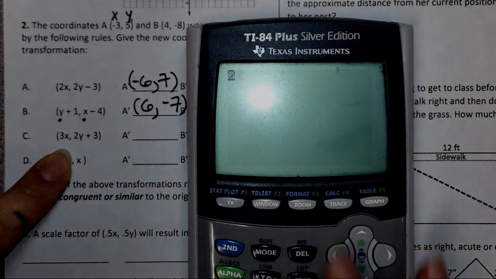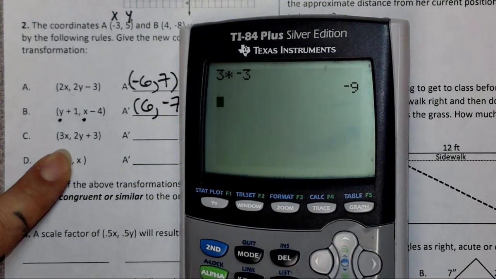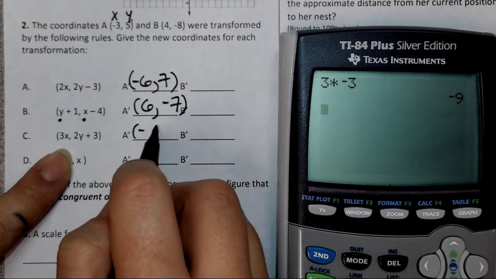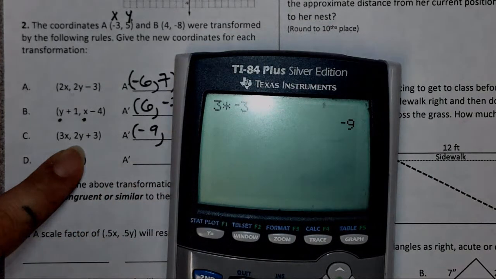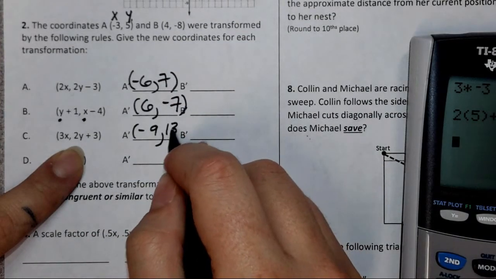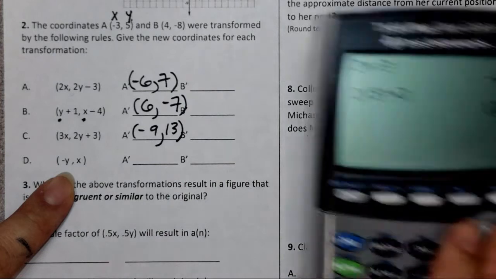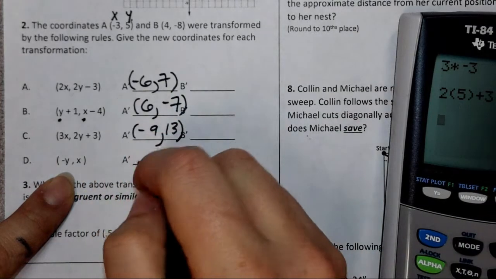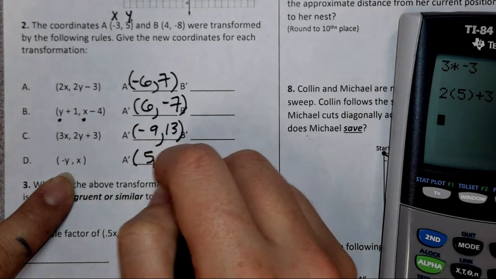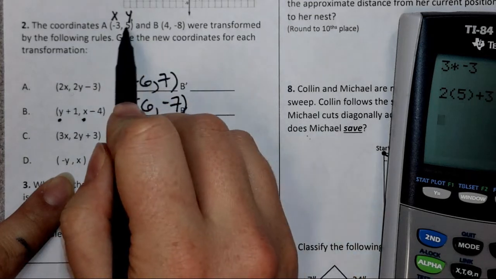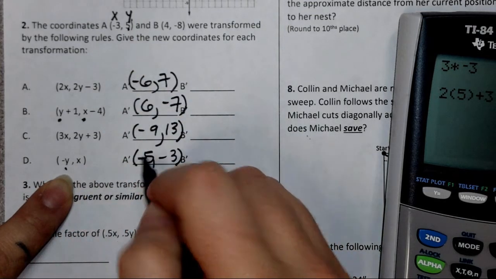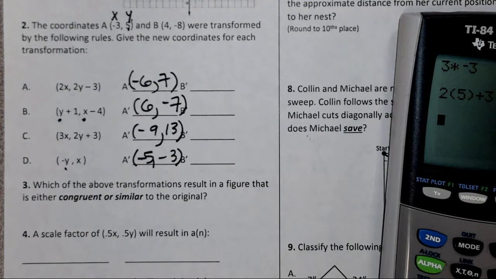3 times -3 gives you that your new X will be -9. Plugging in Y, 2 times 5 plus 3 gives us 13. And then last one, negative y, x, so that means they're going to switch places. And then your old Y changes sign, so it becomes -2.